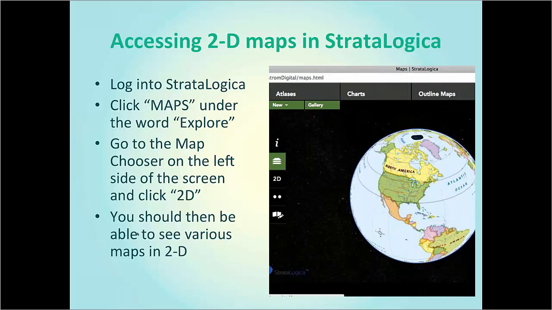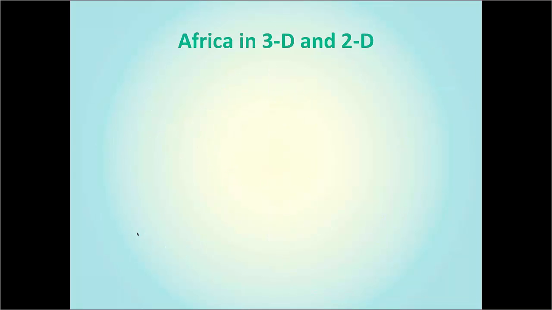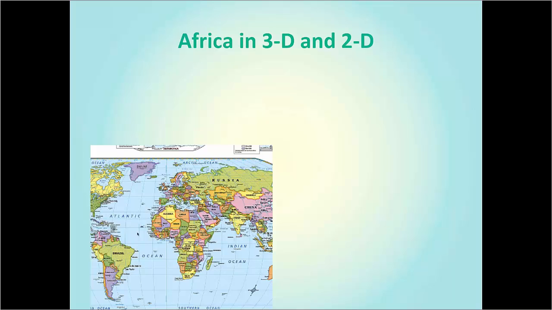Okay, I've logged into StrataLogica. I've clicked the maps. I've gone to the map chooser. Now I should be able to see various maps in 2D format. So this is basically what a normal person would do to find the 2D maps. Let's see what the maps look like in 2D compared to 3-dimensional. Once again, there's the 2D icon that I would click. So let's look at Africa in 2-dimension versus 3-dimension.